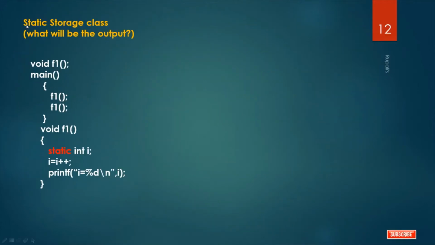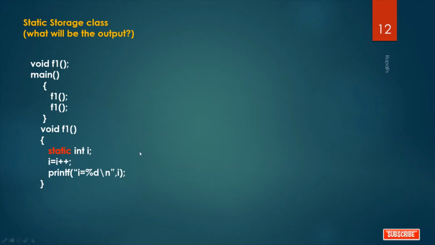So, tell me what is the output of this program? See here, from main I call the function f1 two times, and in this function I declare one variable i of static type, static int i, and I increase the value of i and print the value. So, first time, what is the value of i? The default value of any static variable is 0. We already learned this thing. So when I write i plus plus, i becomes 1, it prints 1.